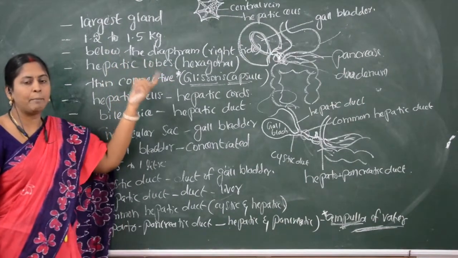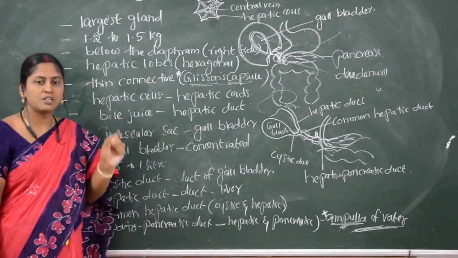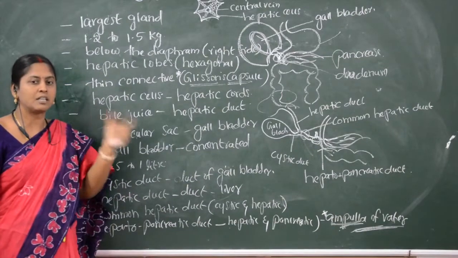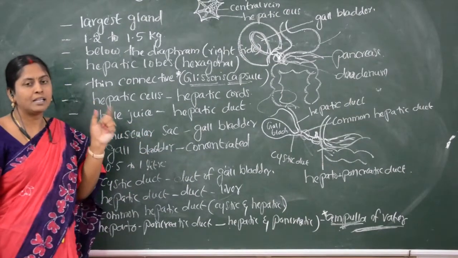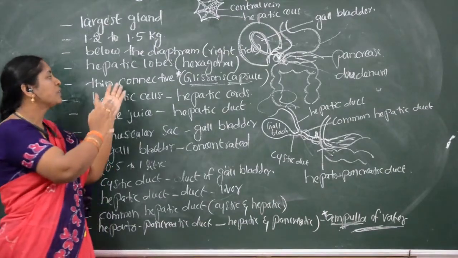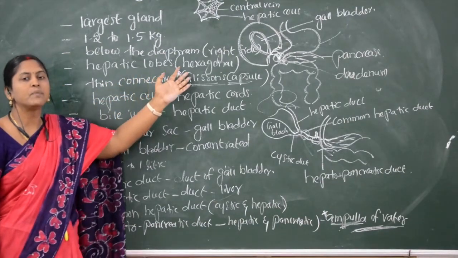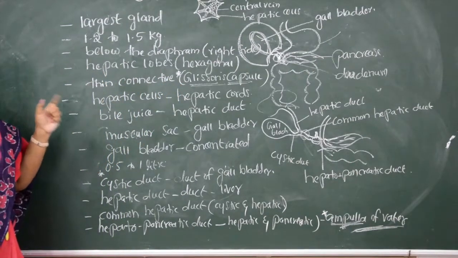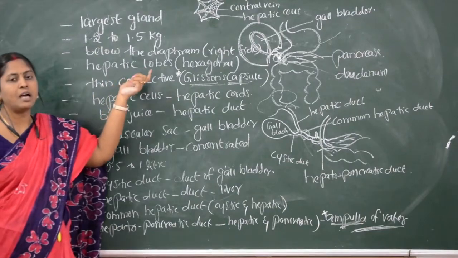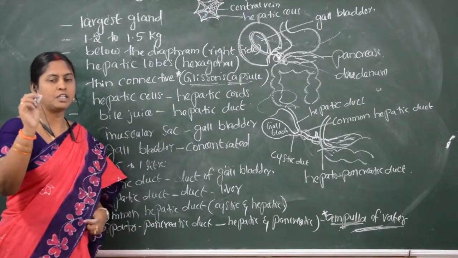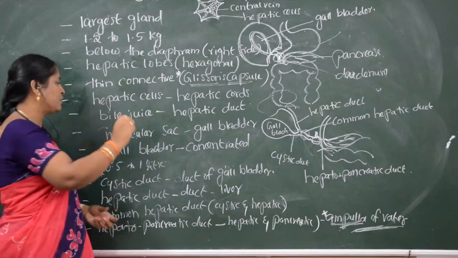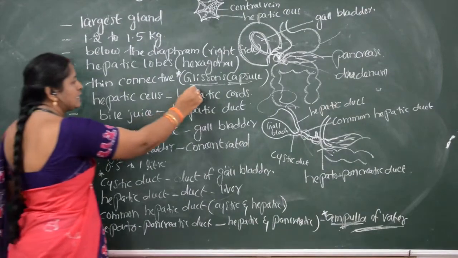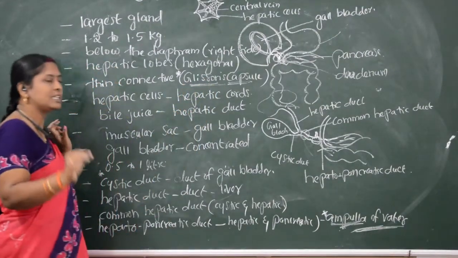Each hexagonal hepatic lobe is the functional and structural unit of liver. Which is the functional and structural unit of liver? Hexagonal hepatic lobes are the structural and functional unit of a liver. These hexagonal lobes are covered by a thin connective sheath called Glisson's capsule. Important bit, children, Glisson's capsule.